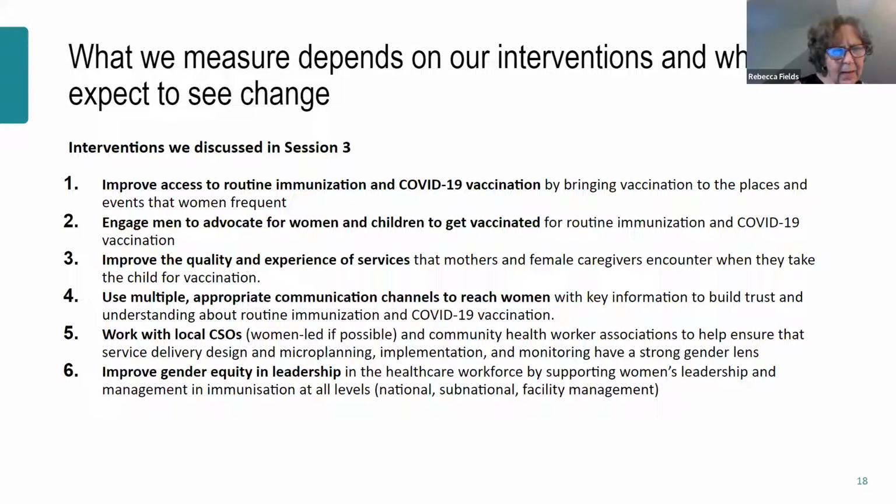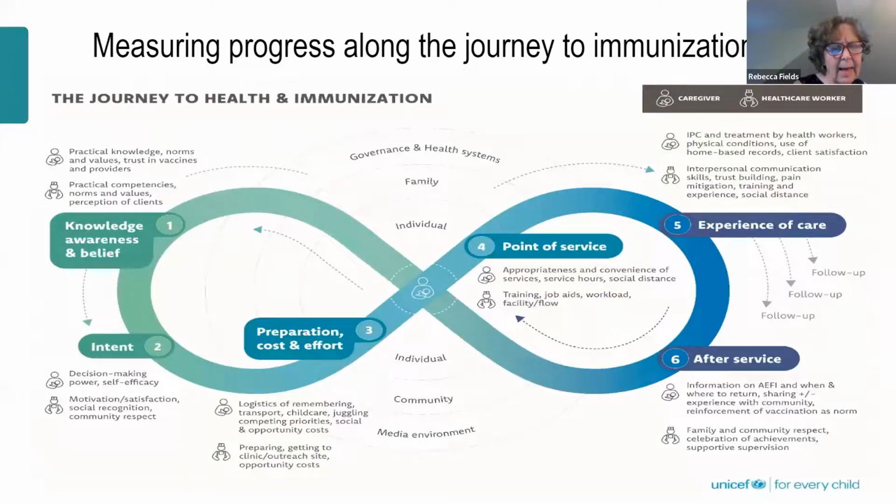Next slide, please. And as we do so, it can be useful to refer back to this model, which we've shown a couple of times now. We introduced it in session 1 and 3, I think, or 1 and 2, about the journey to health and immunization. So this is really a journey, right? This has 6 different steps to it. And as we think about our interventions to reduce gender-related barriers, we can think about what are the opportunities we have both for the interventions themselves, but also to measure whatever change may be taking place with regard to that particular part of the journey.